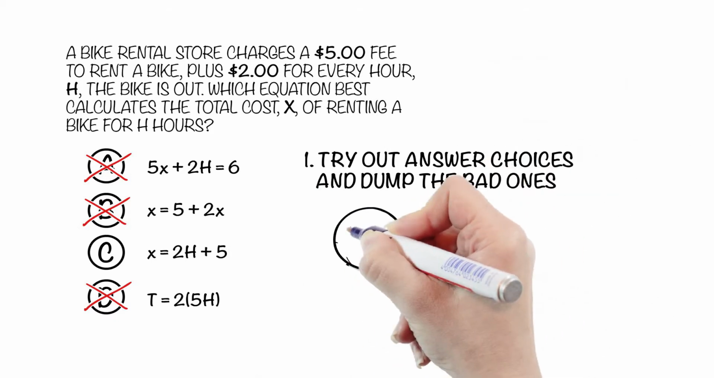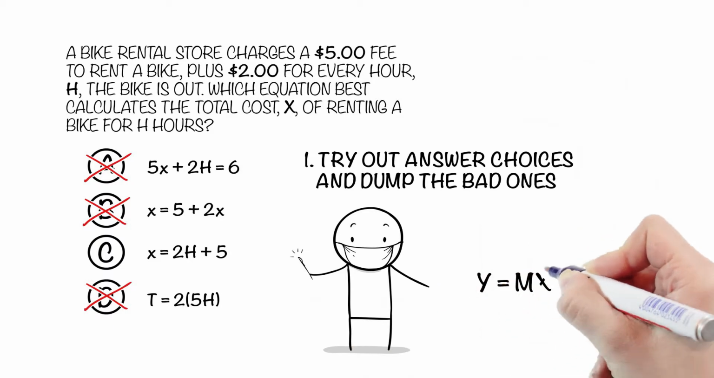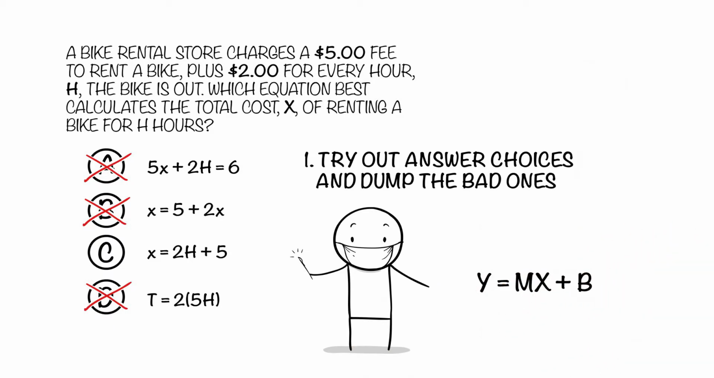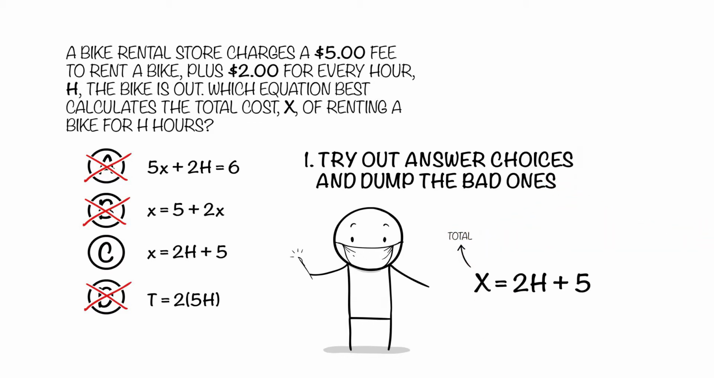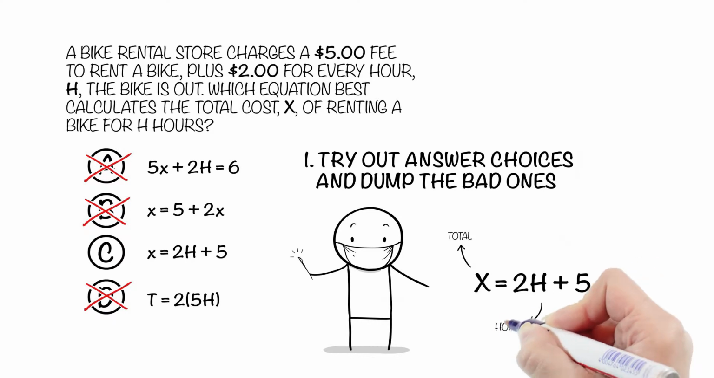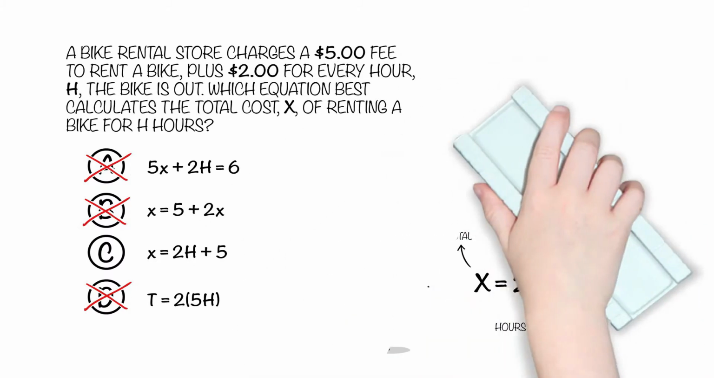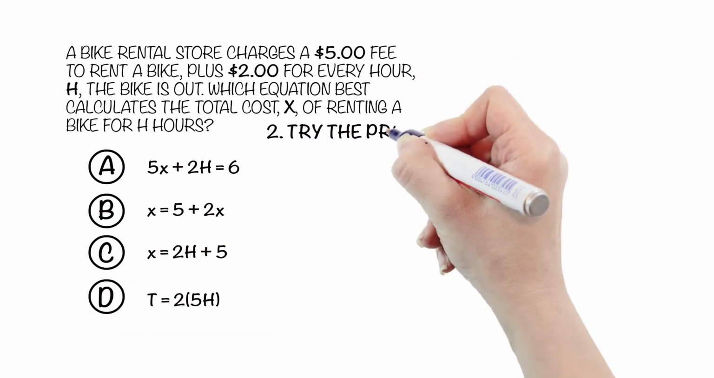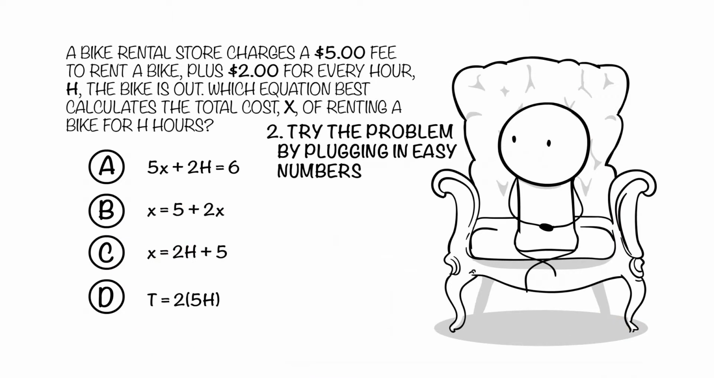But if you do have time, be a surgeon to be sure there are no goofs. No one's going to have a goof-free test, but we try anyway. So let's try out C. It looks like the formula for a line, right? And it tells us that the total, x, equals 2 times h, the number of hours, plus the $5 original fee. So does this make sense? Even if you have to move pretty fast on the test, this one looks like it's the best answer, and we can move on quickly to rack up more points.